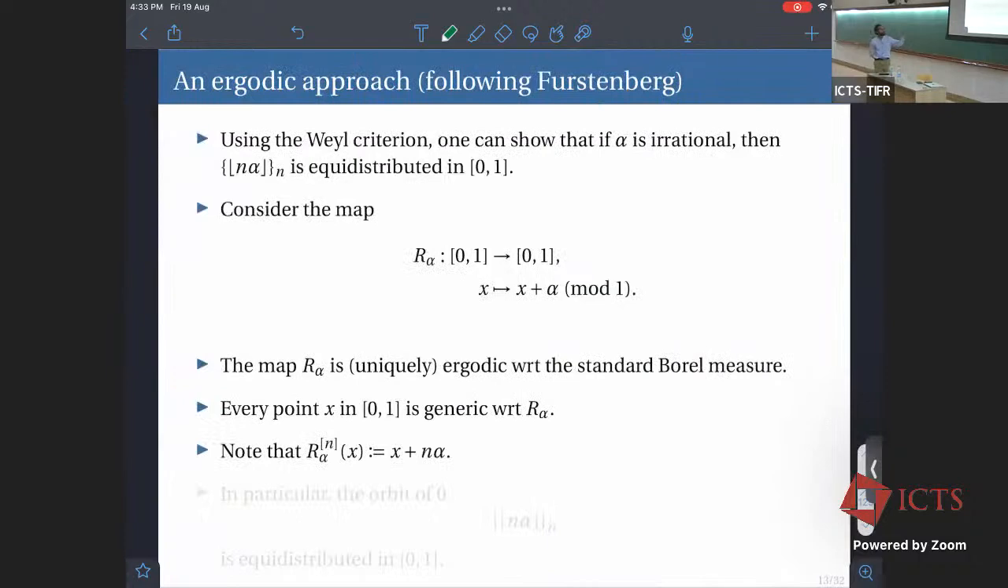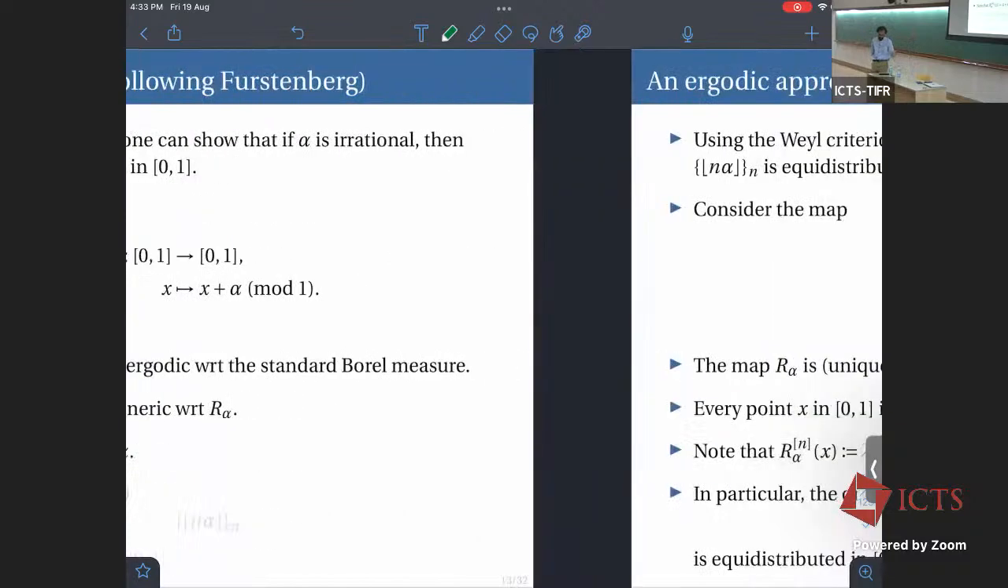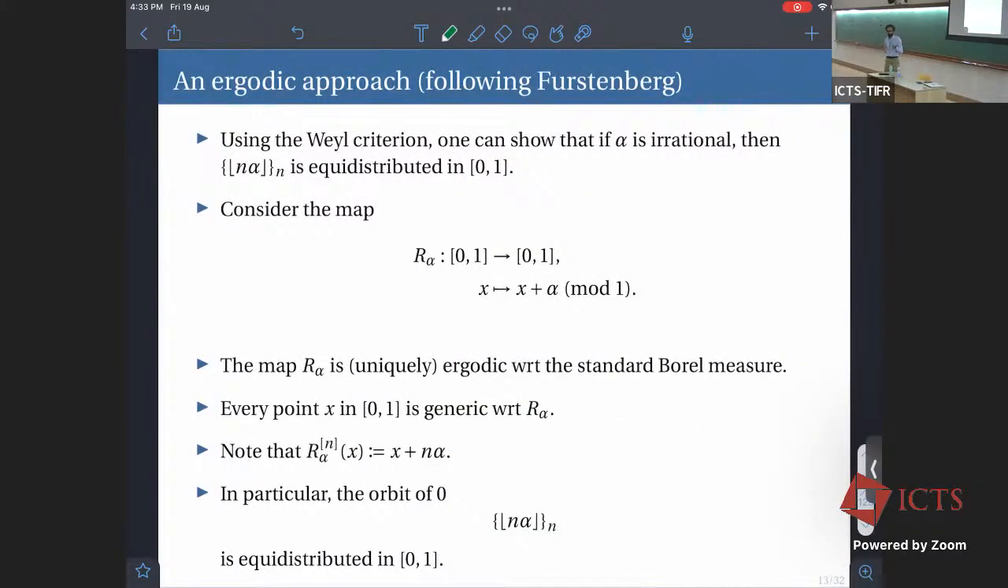So now, if you just look at the orbit of a point x under this rotation by alpha, it is just x plus n alpha. In particular, if you look at the orbit of 0, you just get n alpha back again. So every point is generic, and the orbit of 0 under this rotation by alpha should be equidistributed. Okay, so this is the sort of prototype that we want to follow.